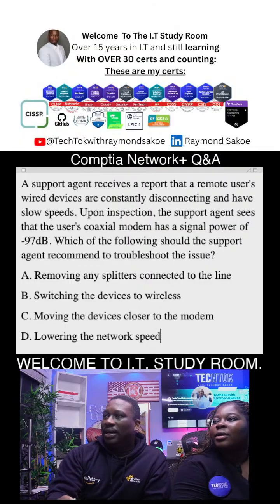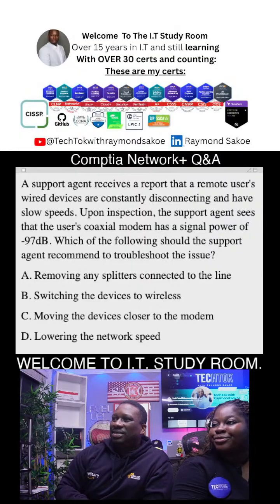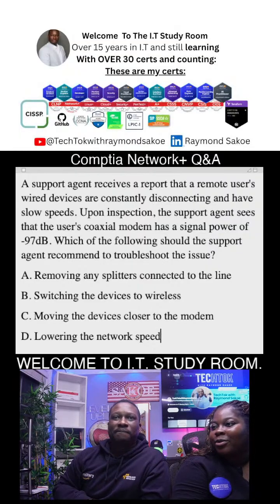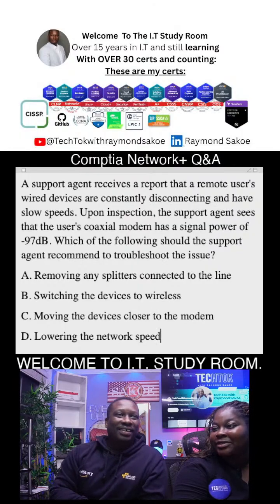So, copper's dying. Is it like cable? Yeah, cable TV. He used to work for Optimum or Comcast or Verizon, wherever you're watching from. So, hence the devices. Right.